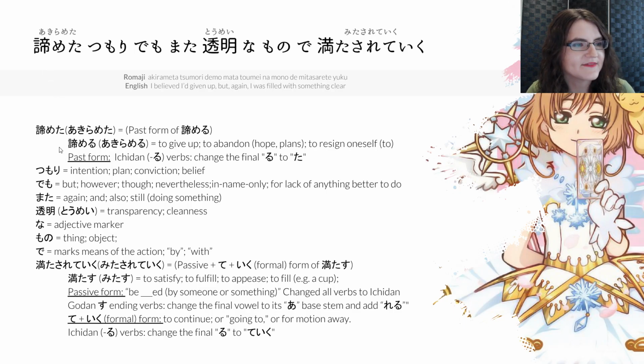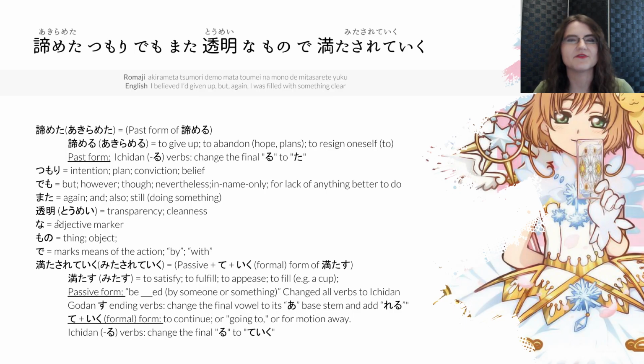So first we have this. Akirameta is the past form of akirameru, which means to give up or to abandon your hopes and your plans. Don't do it, Sakura. So that past form here, this ru becomes a ta. So akirameru becomes akirameta. So like giving up, having given up. And tsumori is like the intention or belief. So like you thought you were going to give up, you believed you were going to give up, you're at that space for it. And then demo is but, however, mata again or still, tomei, a transparent thing.